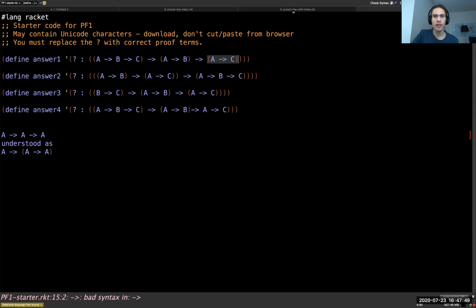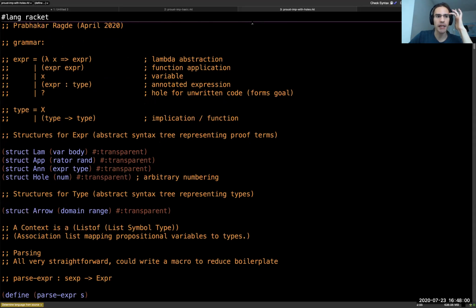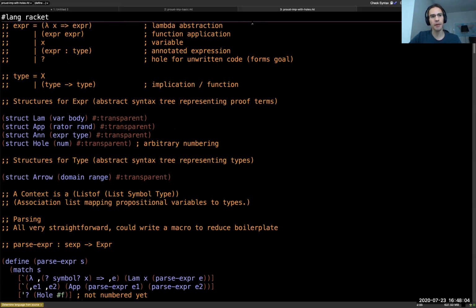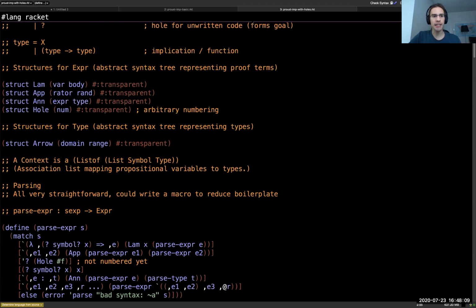Now, I'll have you download the implication with holes starter code from Prabhakar's website, and I already sent you a link to Lackey by email two days ago. It's also on Piazza in the information post. And then you just take this code.